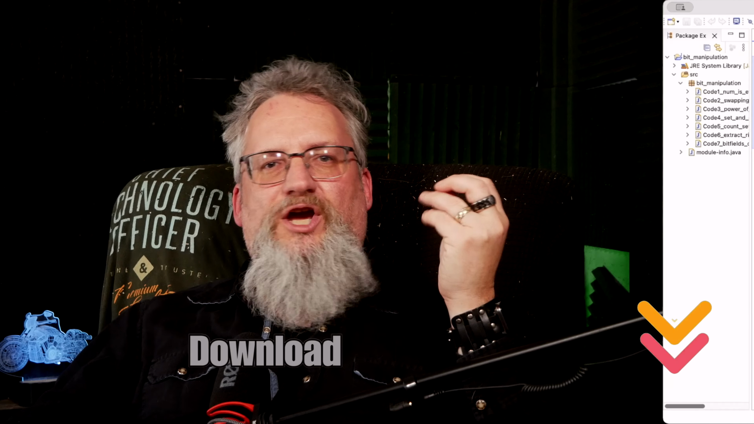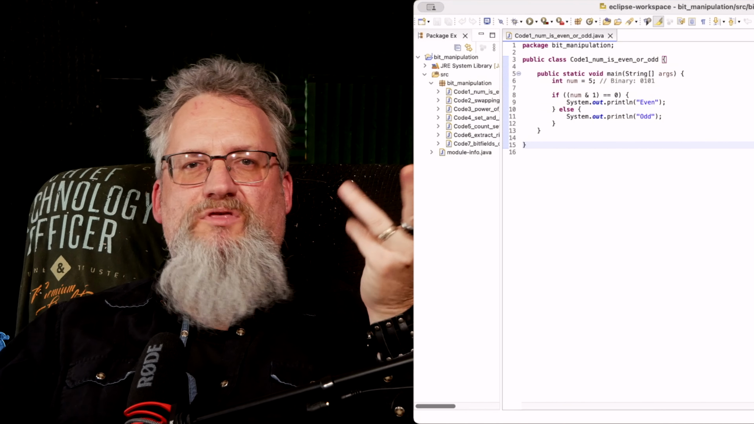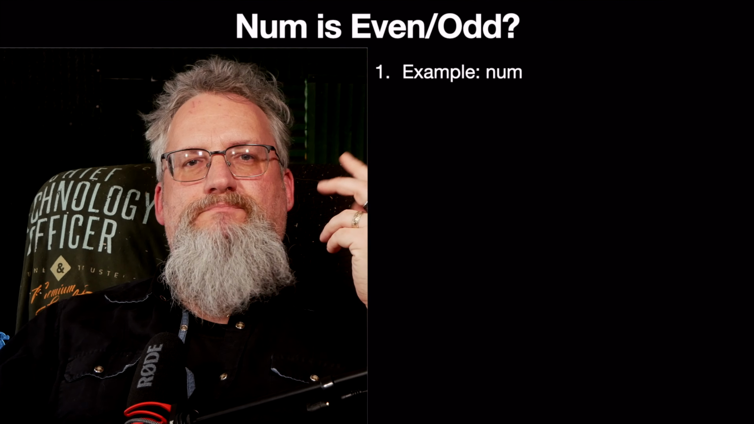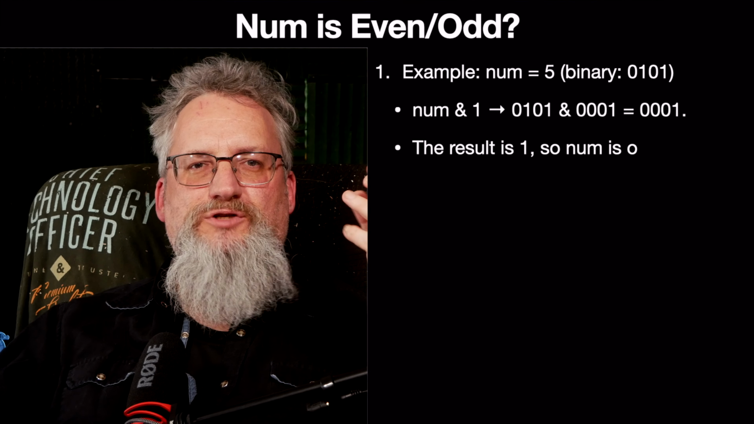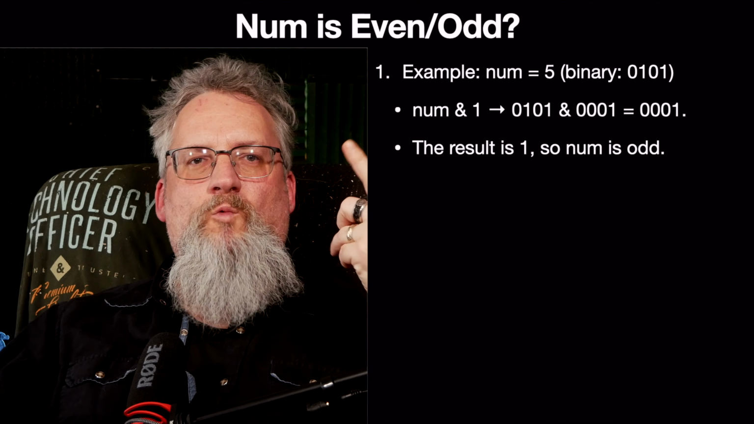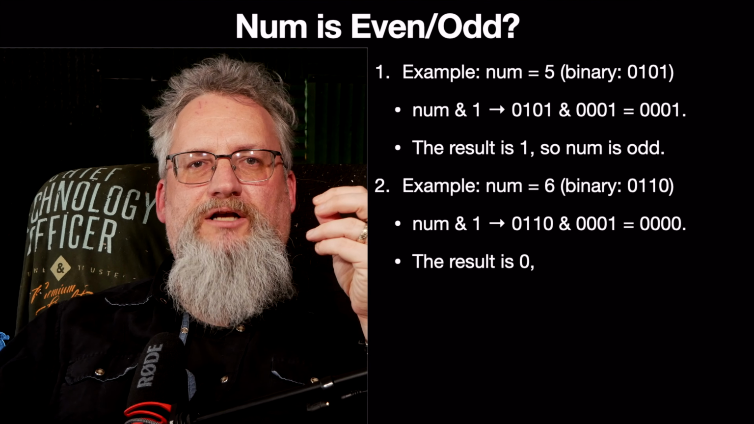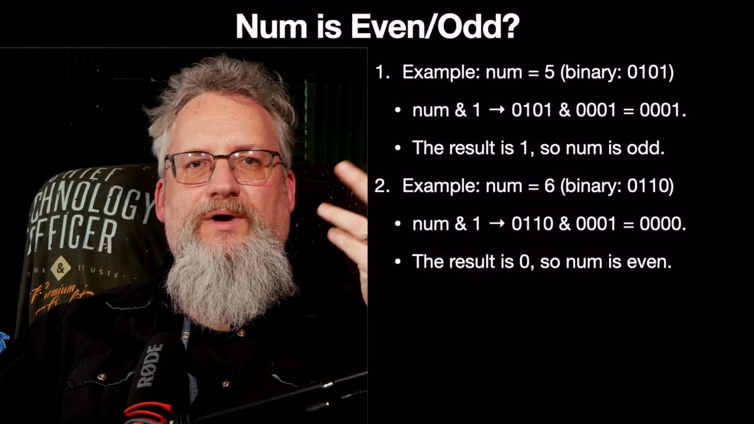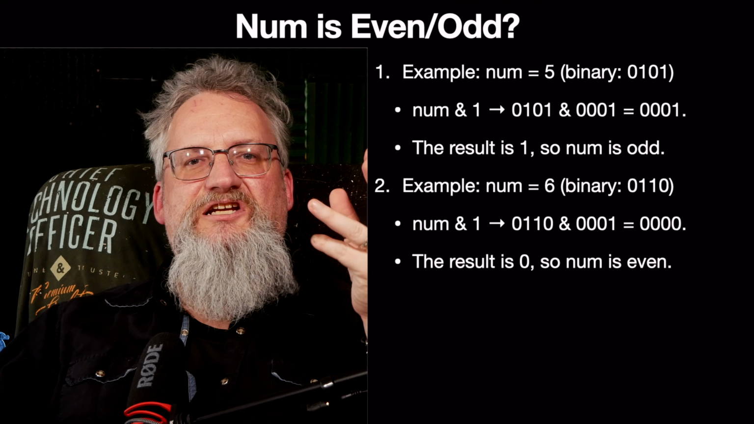Number 1. Checking if a number is odd or even. Forget modulo operations. They're overkill. Just use the bitwise AND operator. The bitwise AND operator compares the binary representation of two numbers bit by bit. If both bits are 1, the result is 1. Otherwise, it's 0. For odd and even checks, we compare num with 1. The binary representation of 1 is always 0, 0, 0, 1. So this isolates the least significant bit.